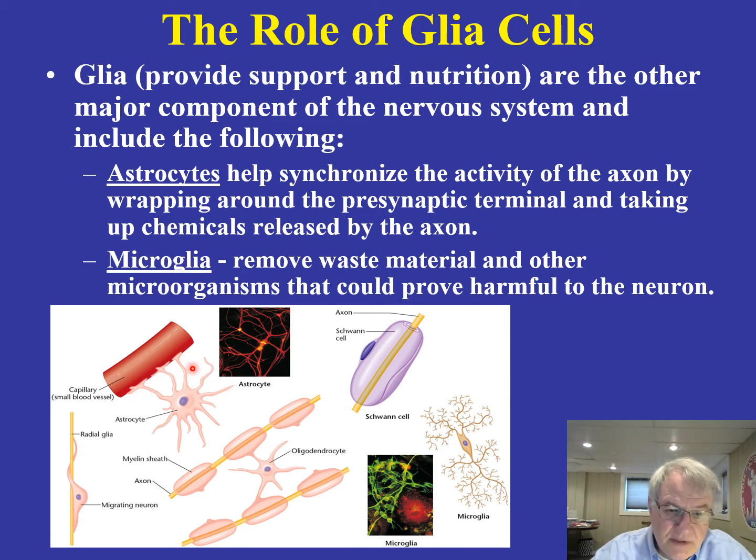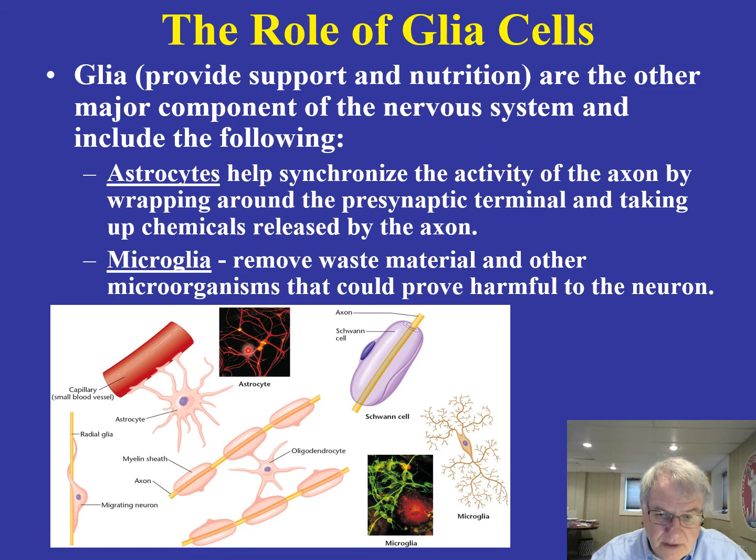And you can see here that these astrocytes are attached to small blood vessels. We call them capillary vessels. And what they do, again, they wrap around the presynaptic terminal, and they take up chemicals that are released by the axon. So again, here's an astrocyte that you see right here. This is a photomicrograph of one.